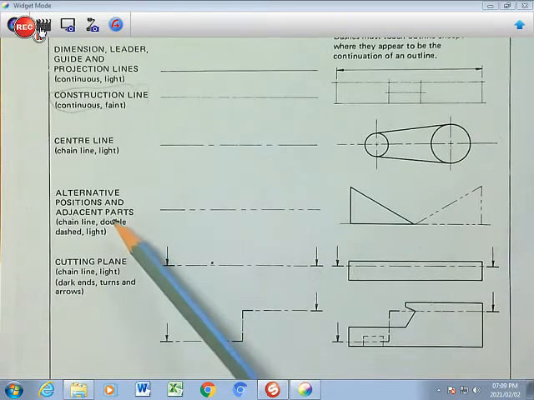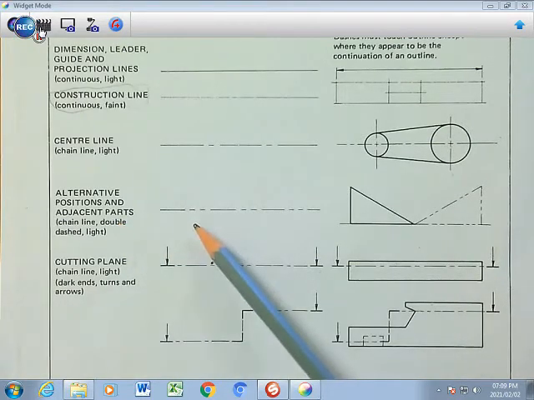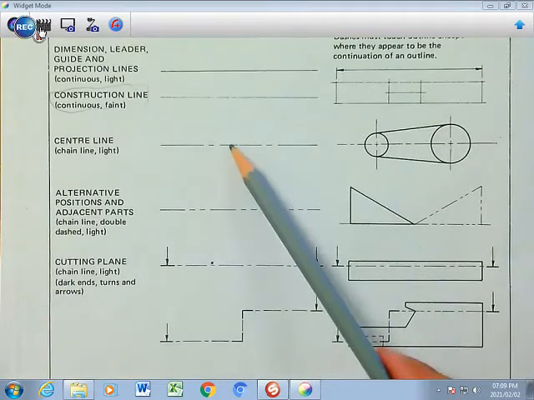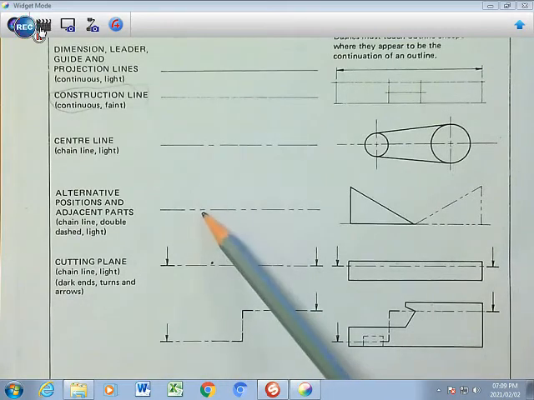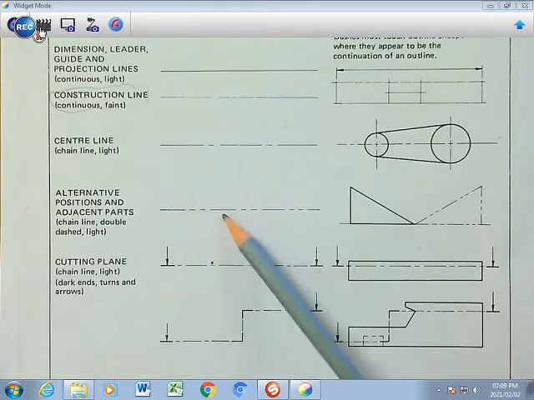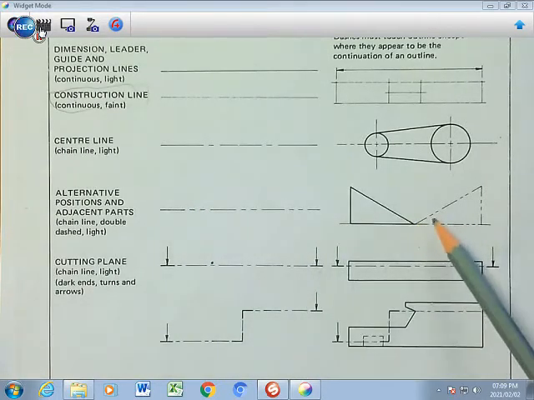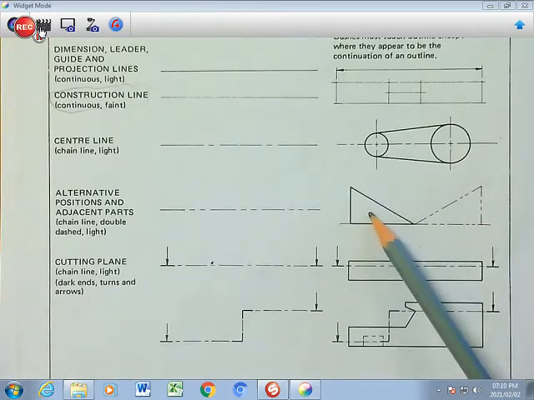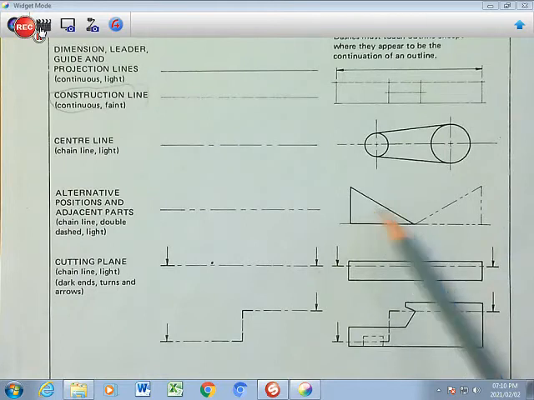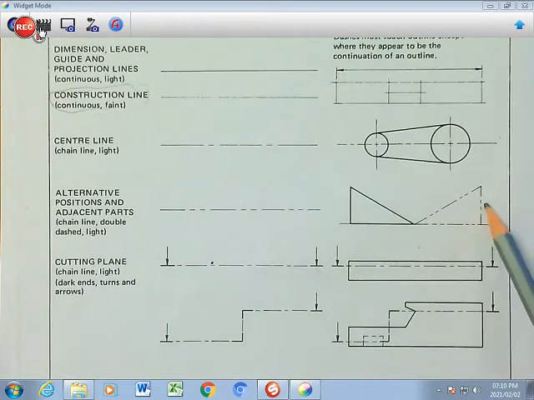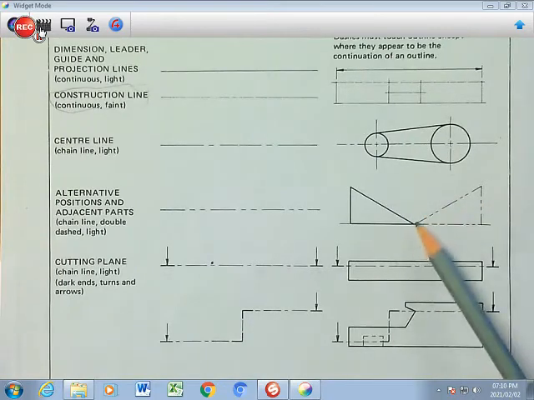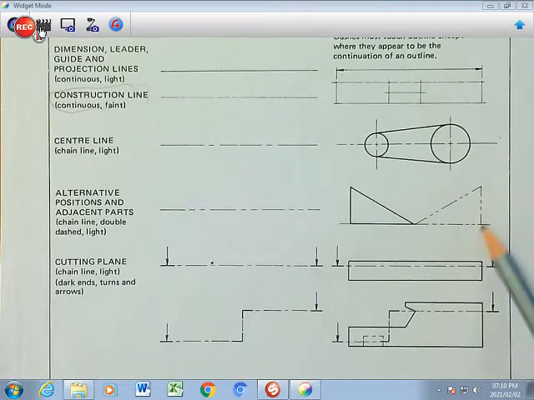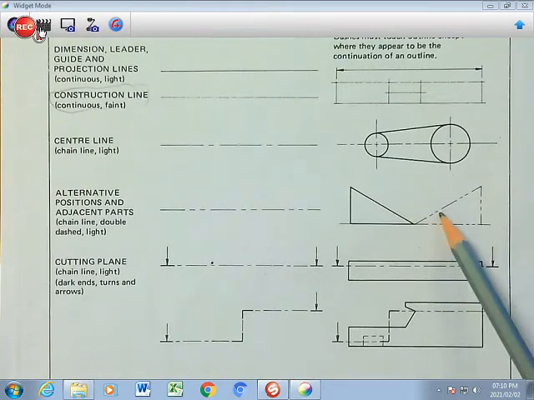Then we have alternate, or what I call phantom line. Very similar to the center line here. The only difference is that it has a double dash there. So you will have a long double dash, and that indicates a position of some existing shape. And there you've got a triangle, and you want to mirror image it, and you want to see the position. And to show that position, you will have a phantom line there, like that. Okay?